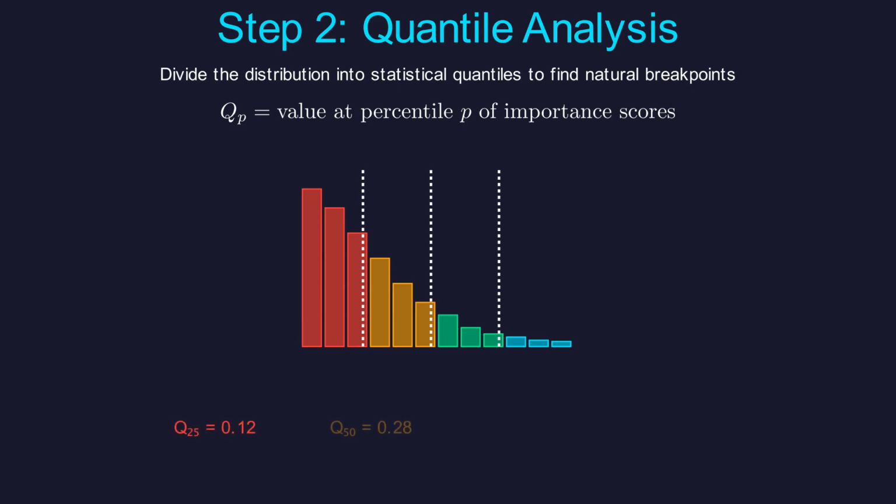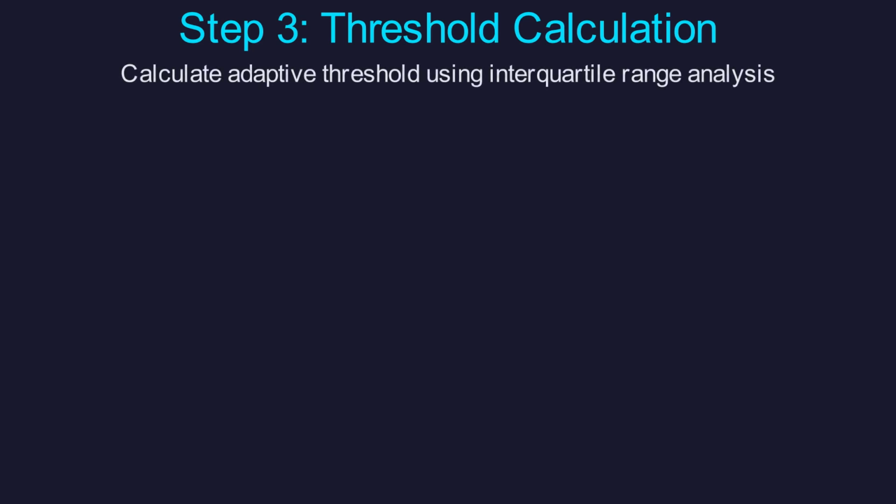So here we have Q25 equal to 0.12, meaning that 75% of parameters have an importance score lower than 0.12. And we have Q90 equal to 0.78, telling us that 10% of parameters have an importance score higher than 0.78. So these are probably the ones we want to keep.